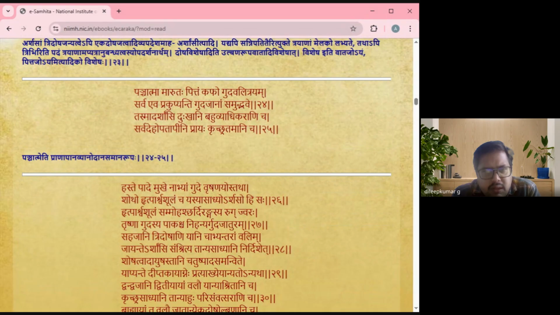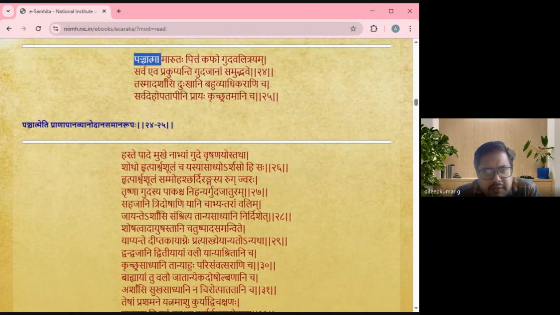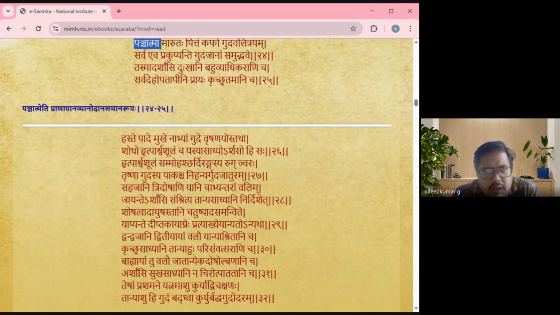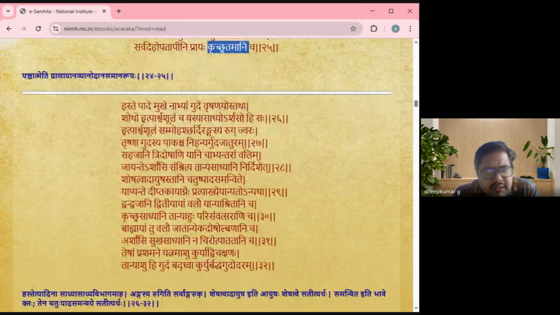So these are all the factors involved in Arshas, that is Panchatma Maruta, 5 types of Vayu, Pitta, Kapha, Gudavali Trayam. So these are all the factors involved in the development of Arshas. Hence Arshas, because of Vayu, 5 types of Vayu, Pitta, Kapha, Gudavali Traya are involved. So it is Bahu Vyadikarani, may be associated with many other diseases. Sarva Deha Upatapini, Pracharatamani, means right from the beginning it is difficult to treat. Arshas is never Sukhasadhya, always it is Krutrasadhya.